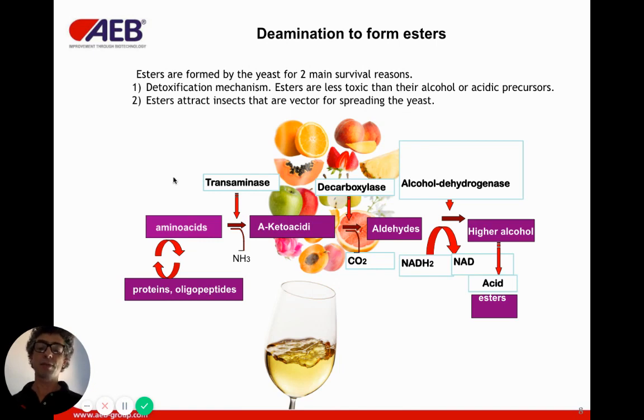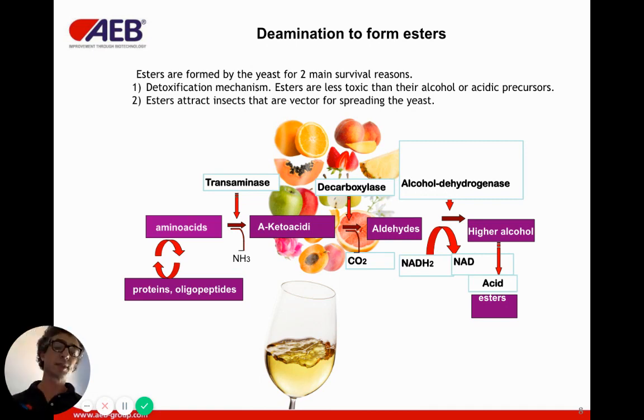This transaminase really works in both ways. So you saw how it gets you to the amino acid, but it also gets you away from the amino acids, back to the alpha keto acid and the aldehydes and higher alcohols. Higher alcohols will be esterified also because they are not pleasant for the yeast.